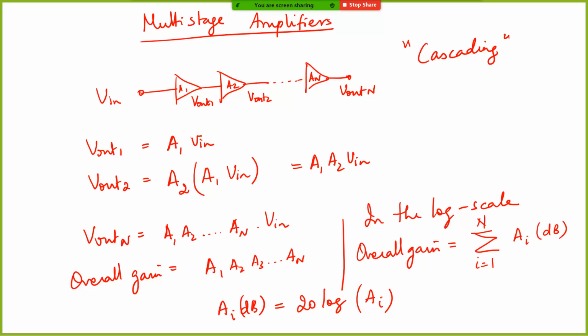Now let's look a little closer at a more abstract level. Let's say this is A1 and this is A2. Let's just look at the interface of these two amplifiers.